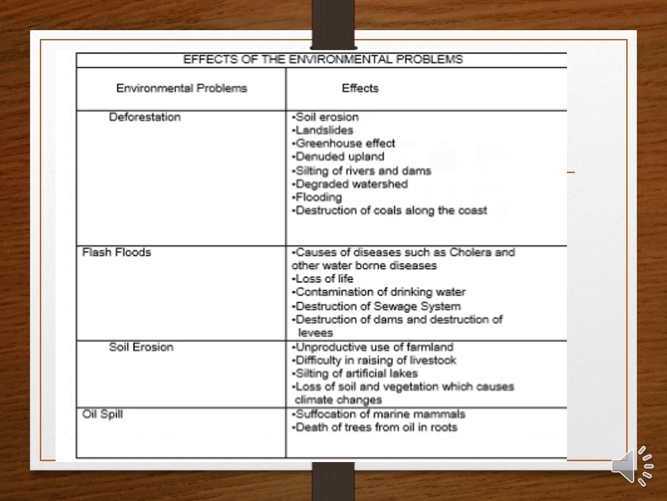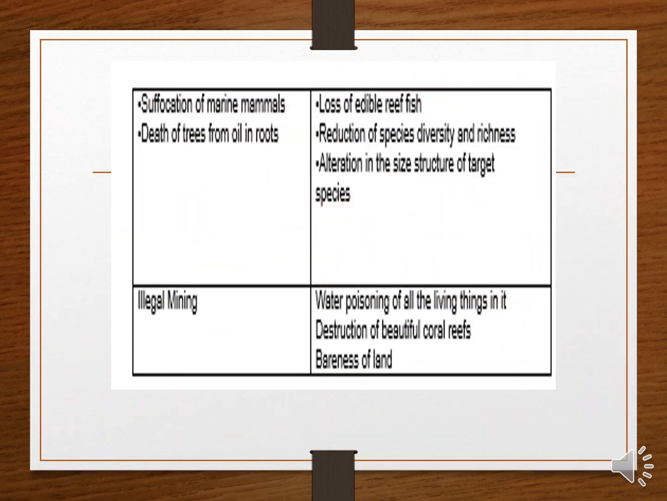contamination of drinking water, destruction of sewage systems, destruction of dams and levees, soil erosion, unproductive use of farmland, difficulty in raising livestock, settling of artificial lakes, loss of soil and vegetation which causes climate change, oil spills, suffocation of marine mammals, death of trees from oil and roots.